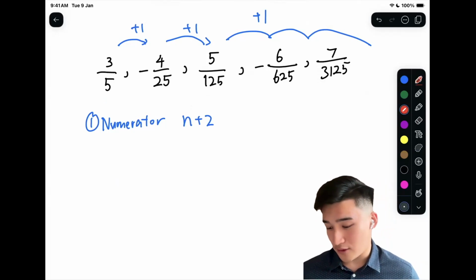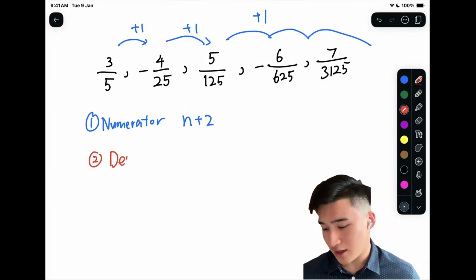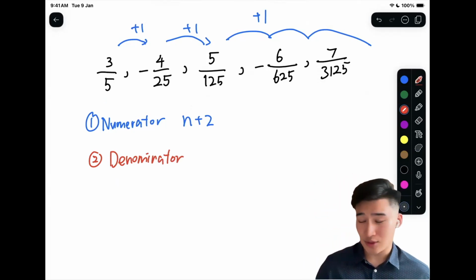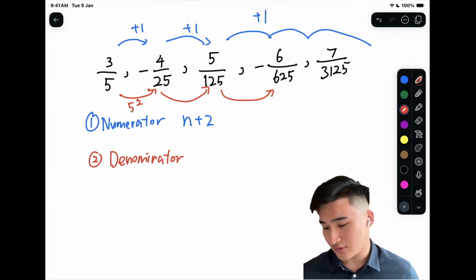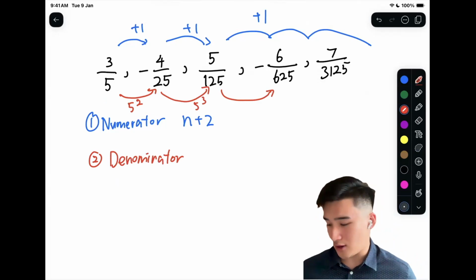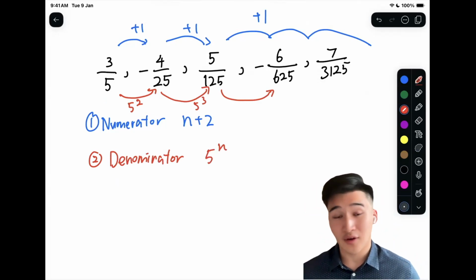And now let's find the one for the denominator. With the denominator, we can see that it's just 5 squared, 5 cubed, so it's just the power of 5, right? So the denominator will be 5 to the power of n.